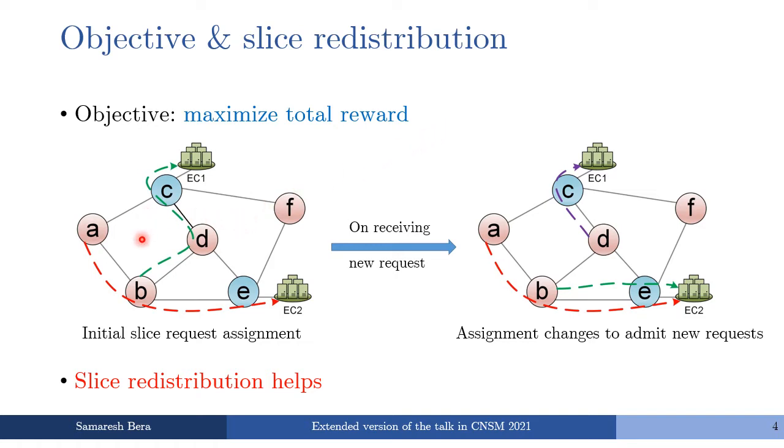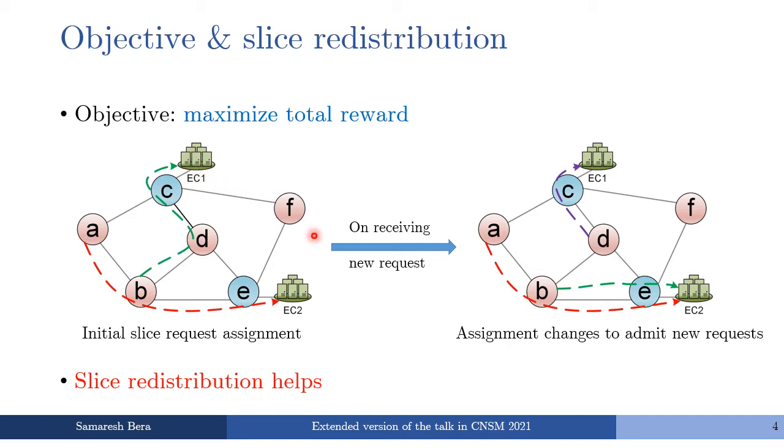Let us consider an example with initial slice request assignment. Let us say we have two slice requests, one in red color, the other in green color. The red slice is assigned to edge cloud 2 for the compute and storage resources, and the green one is assigned to edge cloud 1.